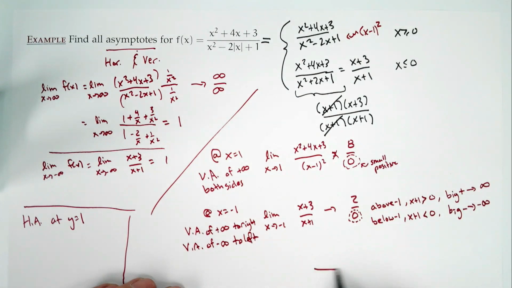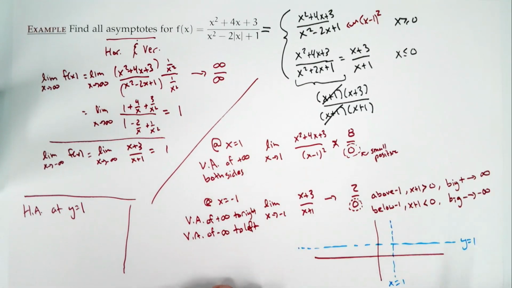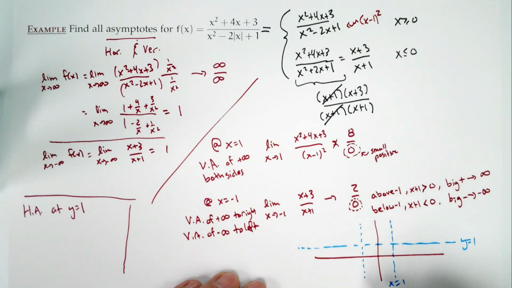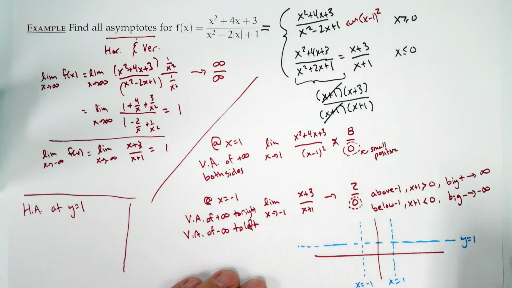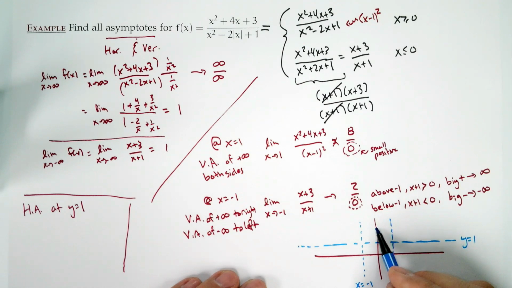So pictorially, what's our function look like? Well, we know we have a horizontal asymptote at 1. So here's our y equals 1. We know we have a vertical asymptote here going on at x equals 1. So there's our vertical asymptote, x equals 1. And we also have a vertical asymptote here at x equals minus 1. And we happen to know, because we can plug in 0, we mentioned it before, it crosses at 3.